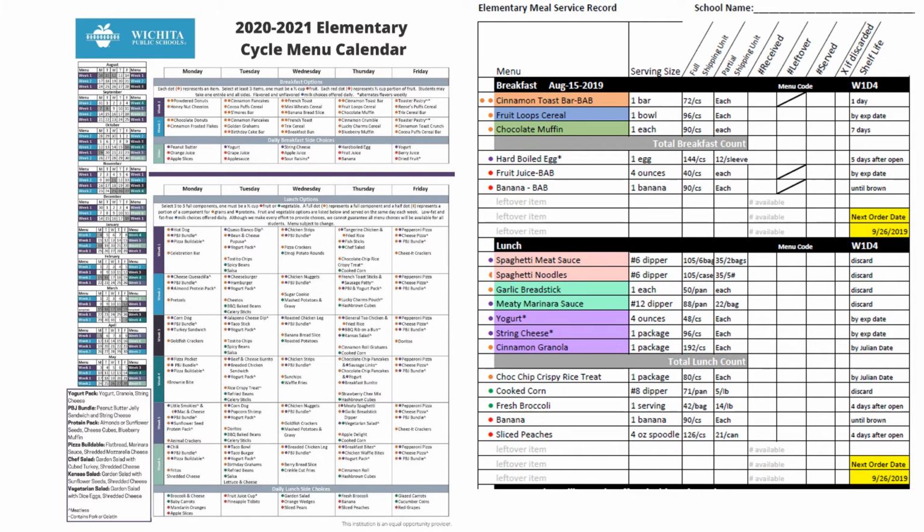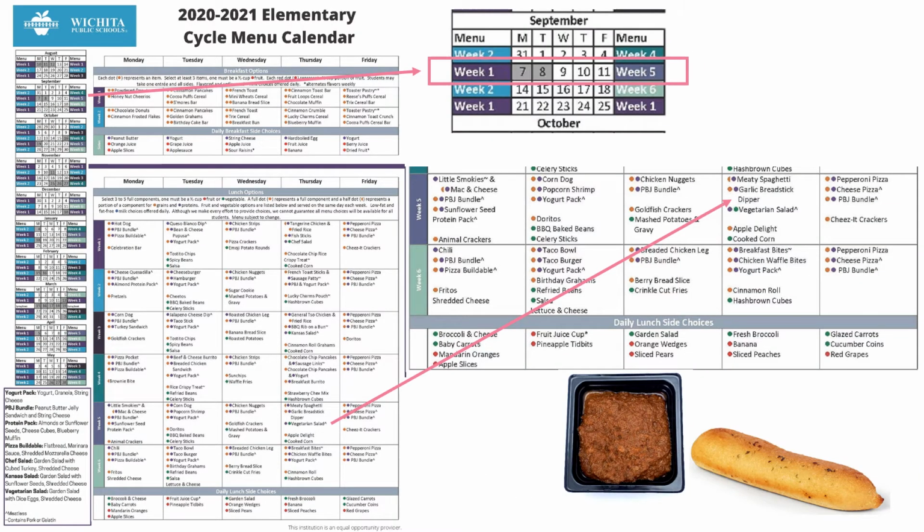You will also need to grab the cycle menu calendar or your meal service record, something that has a list with upcoming menus. Having the menu in front of you will allow you to look at items being served and see if they require a particular supply. If you remember, in our example, we are ordering for the menu dates of September 9th, 10th, and 11th. Let's look at the menu and see what's being served those days.